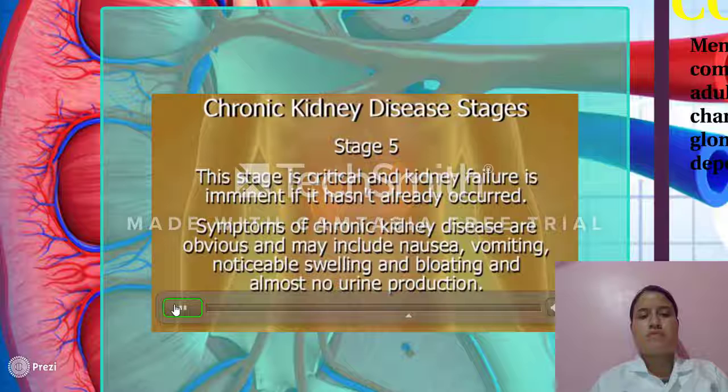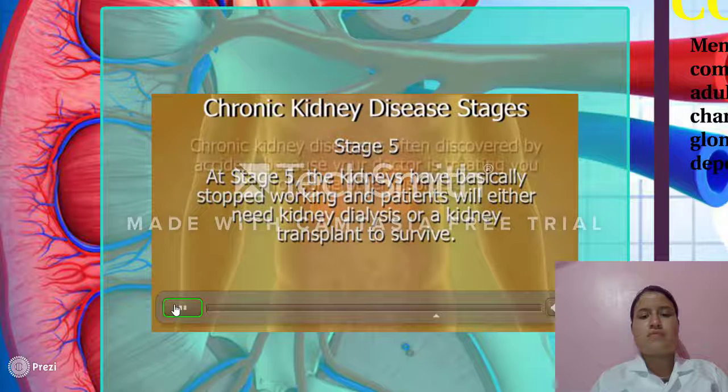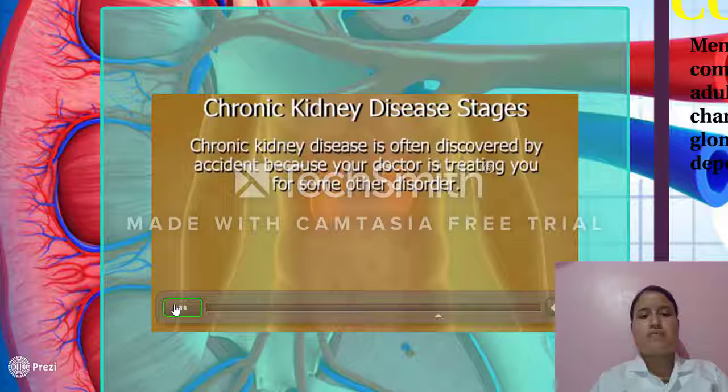Stage 5. This stage is critical, and kidney failure is imminent if it hasn't already occurred. Symptoms of chronic kidney disease are obvious and may include nausea, vomiting, noticeable swelling and bloating, and almost no urine production. At stage 5, the kidneys have basically stopped working, and patients would either need kidney dialysis or a kidney transplant just to survive.